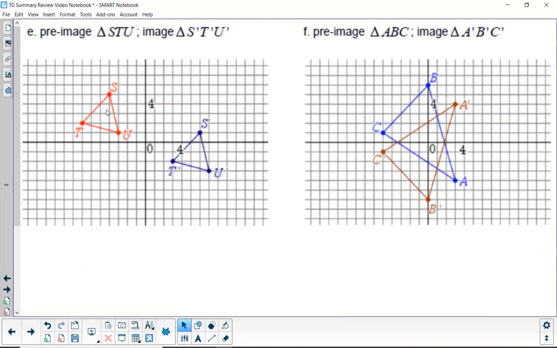Here we have 2 triangles. The pre-image is red. The image is this navy color. Again, it looks like I had to go over and down, in each case the same amount. So that would be a translation. We translated triangle STU 10 units to the right, down 4 units.